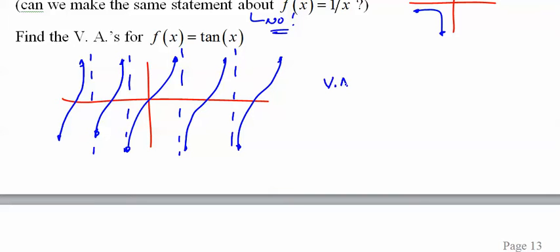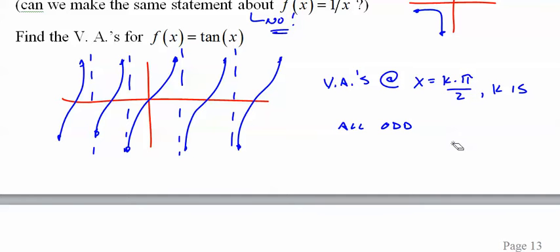But we also can say we have vertical asymptotes at x equals k times pi over 2, k is all integers. No, it doesn't work. So, like I just said, I'm not going to get hung up on the words. K is all odd integers. I hope you knew that Z was integers, because I just hope you did.